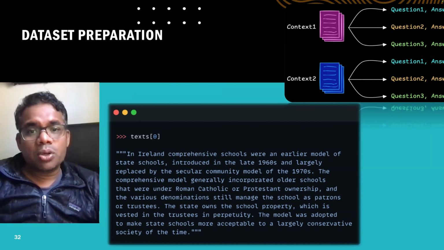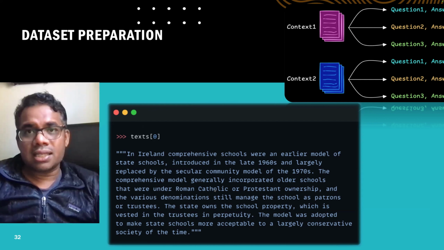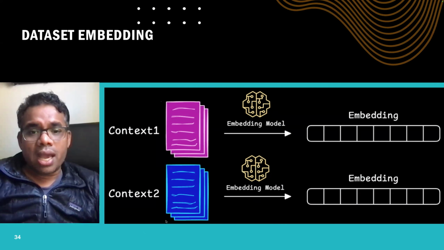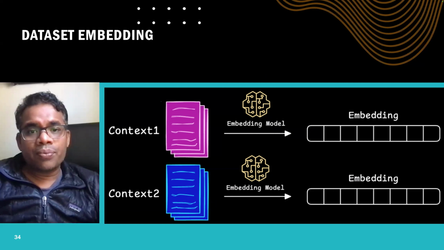Now, first we have to store this. We got this context, and we have to store it in our data store, a vector store. So before that, what do we have to do? We have to embed this data set. We have to embed this and store it. So we have context one and we have context two. We got two contexts, right? For context one, we apply the embedding model and embed it, and then context two is also embedded. So now what exactly are we doing?